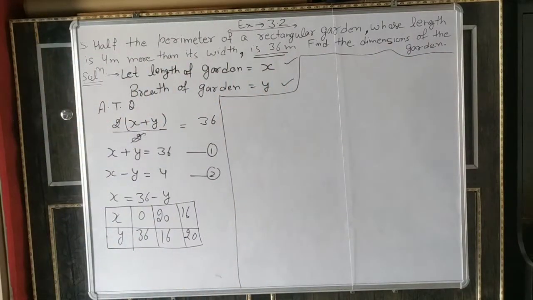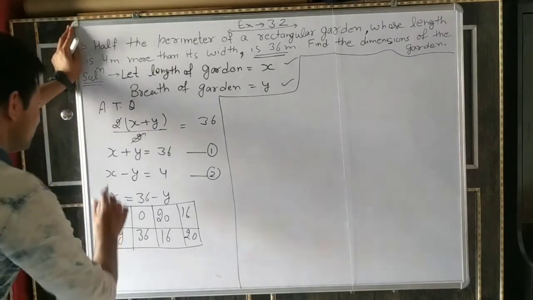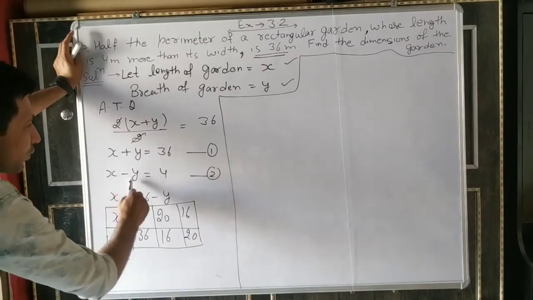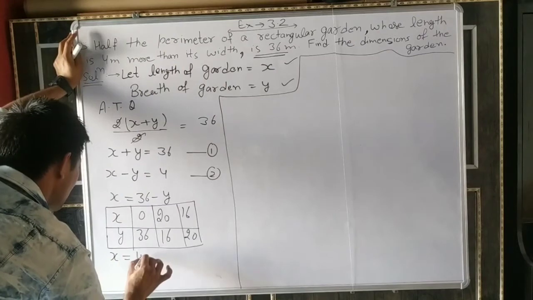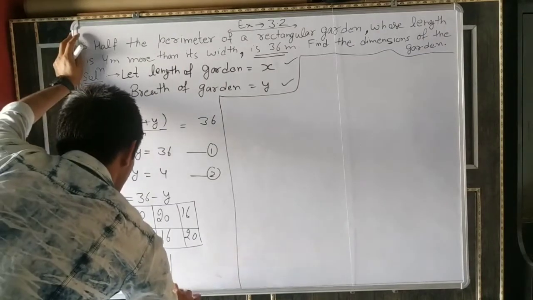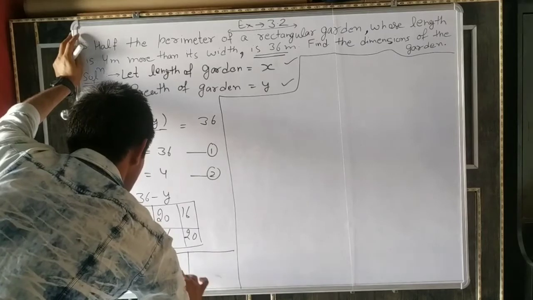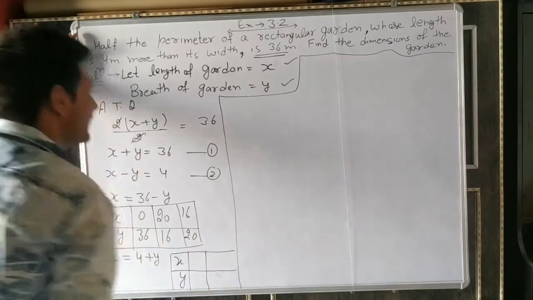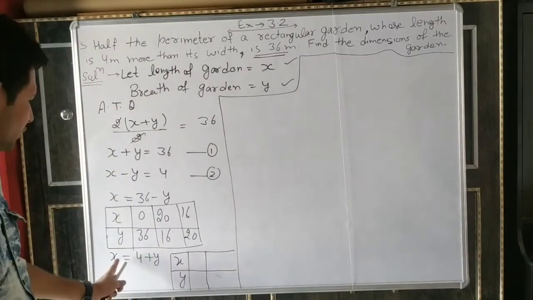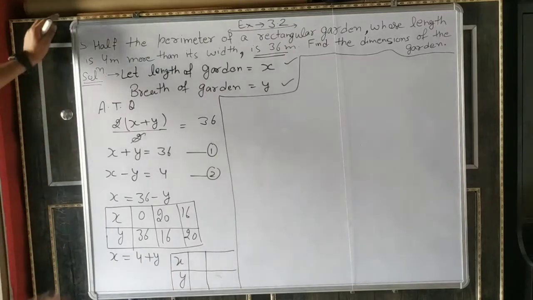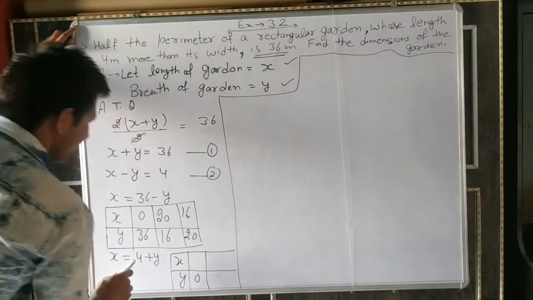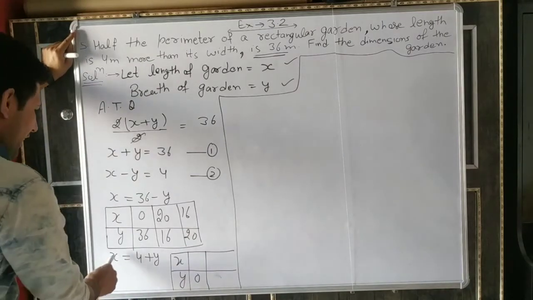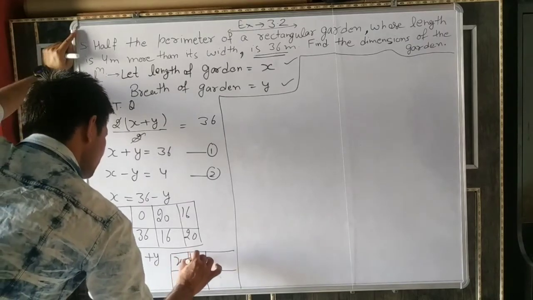Look at the second equation: x equals y minus 4, here is minus, on the other side it is positive, so x equals y plus 4. There is a space problem, that's why I am writing here. So x equal to y plus 4. If y is 0, so how much? Y is 0, so x is 4.